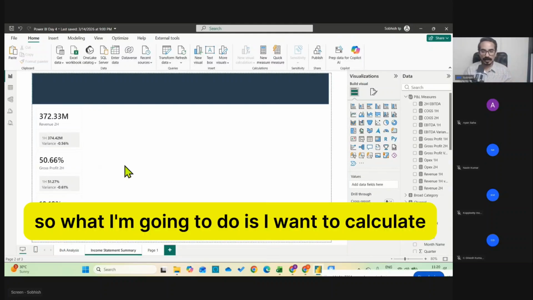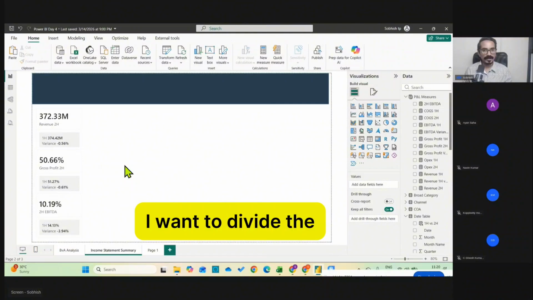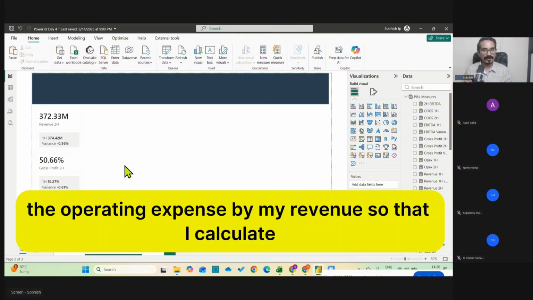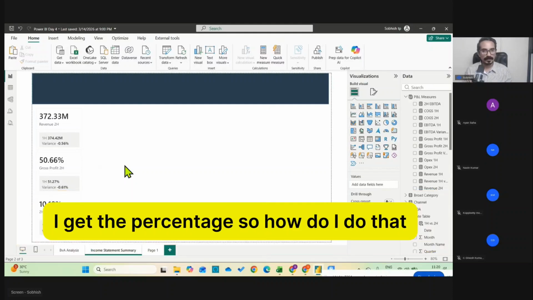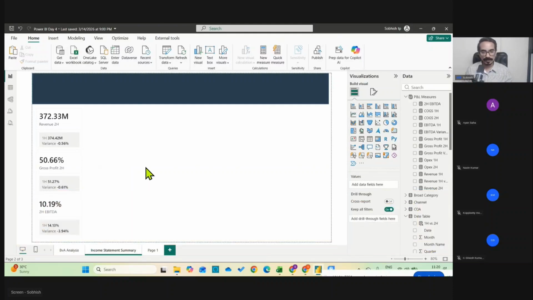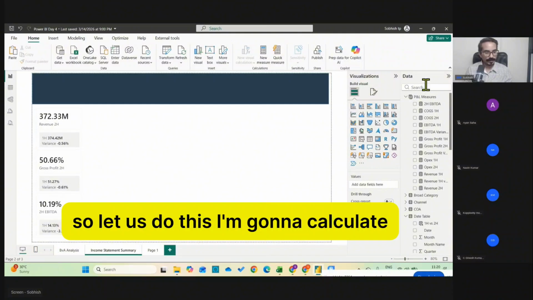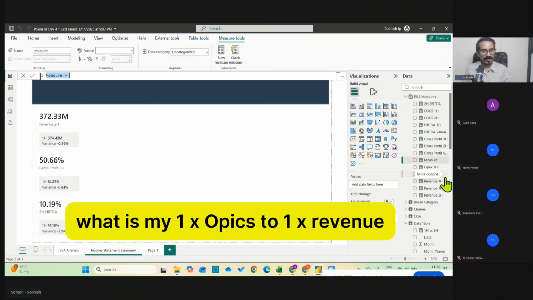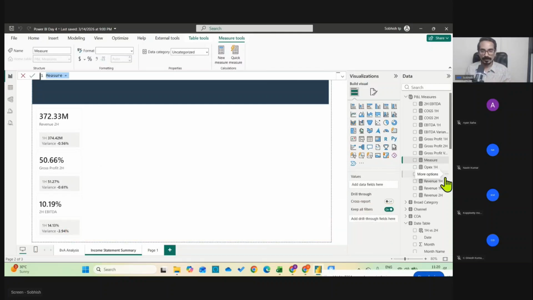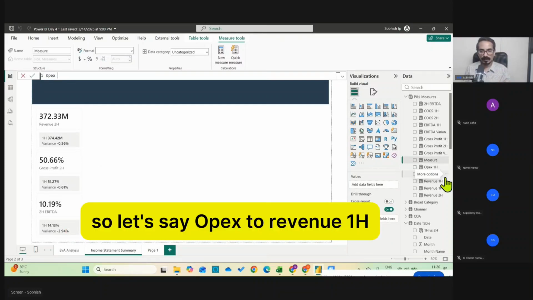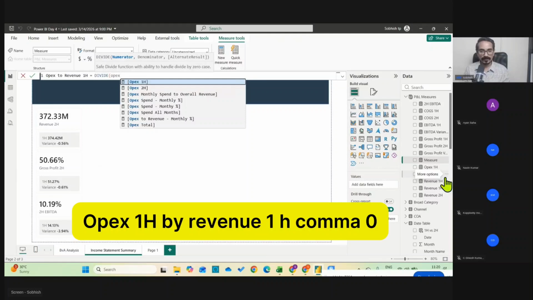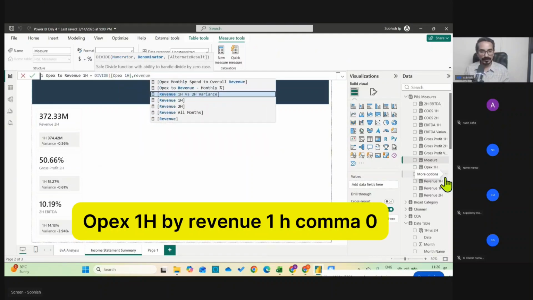So what I'm going to do is divide the operating expense by my revenue so that I get the percentage. So how do I do that? Let us do this. I'm going to calculate what is my 1H OPEX to 1H revenue. So let's say OPEX to revenue 1H, and I'm going to divide OPEX 1H by revenue 1H, comma 0.